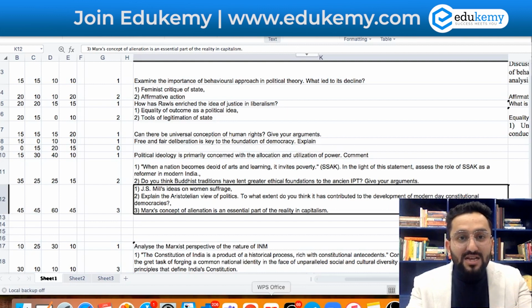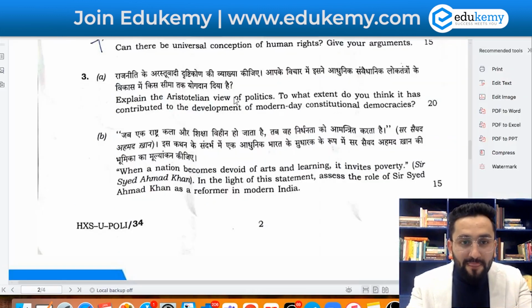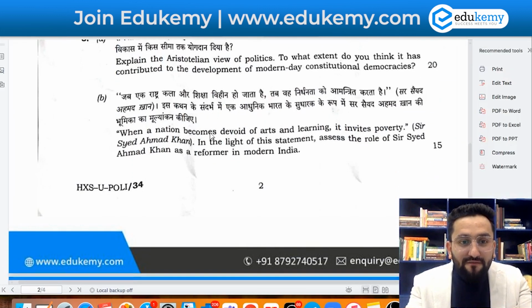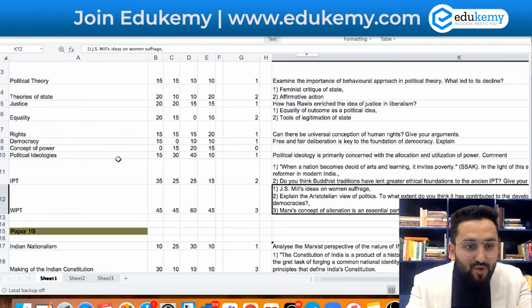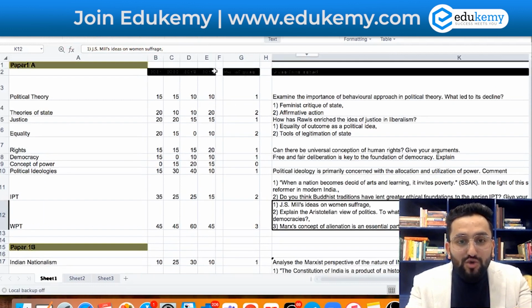This is a quick analysis, a quick go through of the paper. Then you have: when a nation becomes devoid of arts and learning, it invites poverty. Sir Syed Ahmed Khan, Indian political thought, one question is expected. Let's have a look. What does the trend say? You all are interested in that, right? Indian political thought: 2018, 15 marks; 2019, 25 marks; 2020, 25 marks; 2021, 35 marks, right?